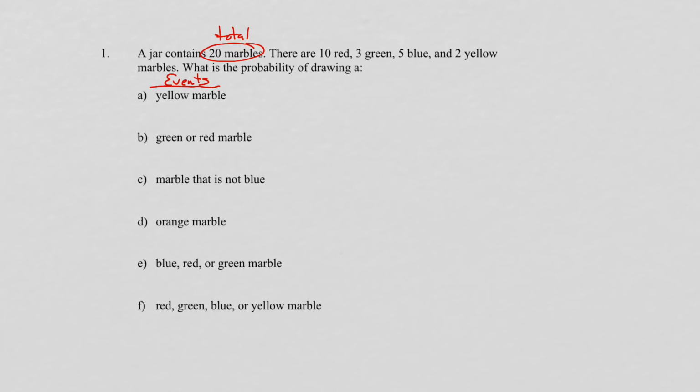All right. So we have 10 red, 3 green, 5 blue, 2 yellow, and that adds up to 20. So we have accounted for all 20 marbles. The way we write this, since I'm already stating what the event is, I'm not going to write P of yellow marble, I'm just going to write P of E. The event in this case is a yellow marble, and we have 2 yellow marbles over 20 total.